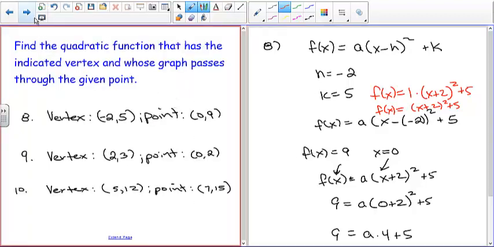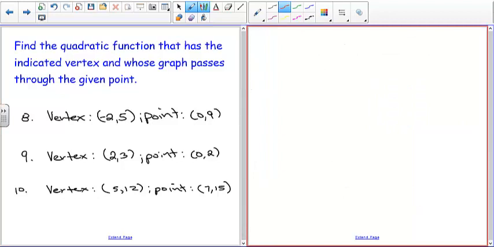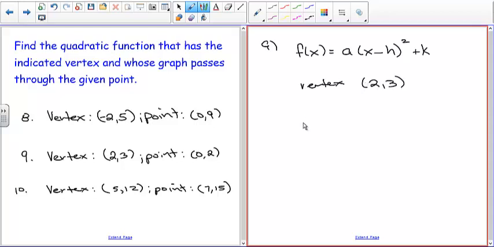Okay, so the rest of them are the same kind of process. For number 9, the function is a times x minus h squared plus k. We want to figure out what a is given this information. Using the vertex 2, 3, we can write f of x equals a times x minus 2, quantity squared, plus 3.